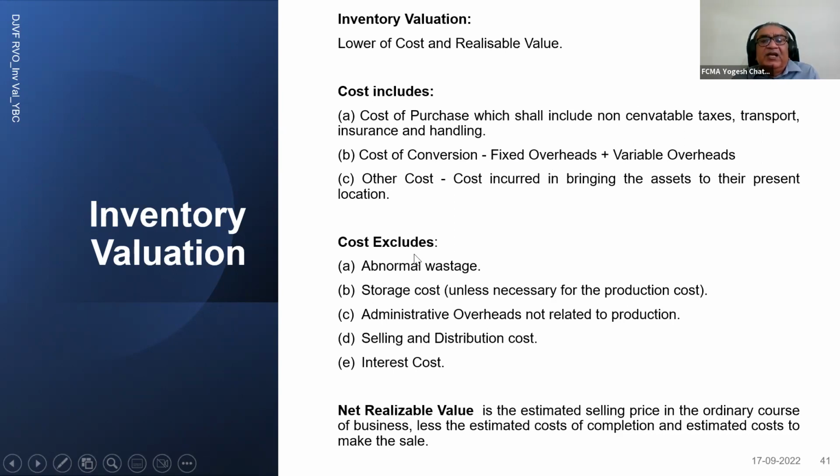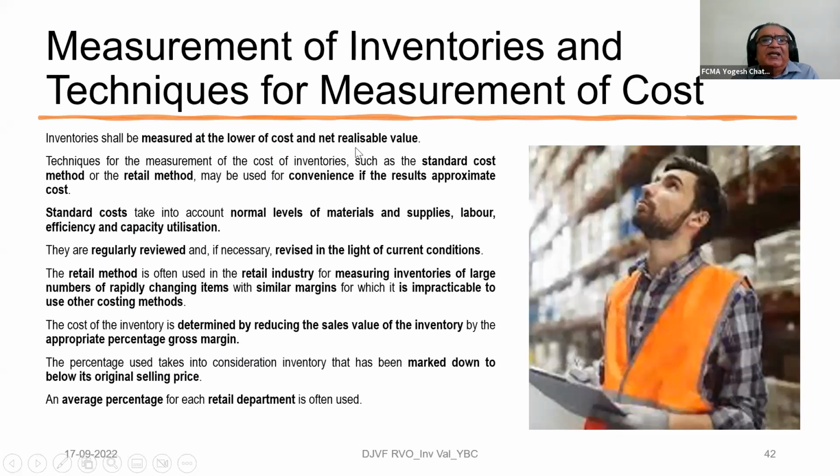And cost will exclude abnormal wastage, storage cost, administrative overhead not related to production, selling and distribution cost, and interest cost. And net realizable value is the estimated selling price in the ordinary course of business less estimated cost of completion and estimated cost to make the sale. And these are the different techniques.